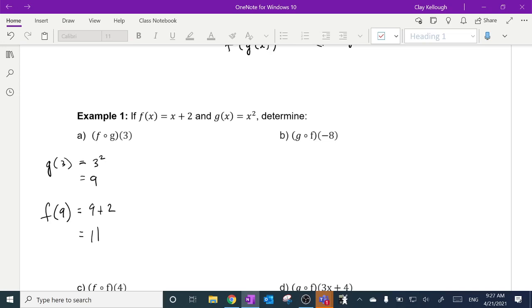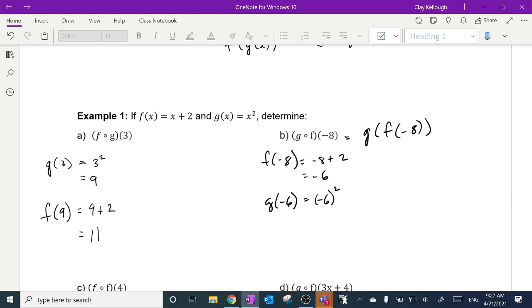And now let's do g of f of x. So again, this is like saying I would like g of f of negative 8, which is saying put negative 8 in the first function, the f function, get a number, put that number into the g function. So the first thing I've got to find is what f of negative 8 is. f of negative 8 is negative 8 plus 2, which is negative 6. And then I want to find g of negative 6. g of negative 6 is negative 6 squared, which is 36.